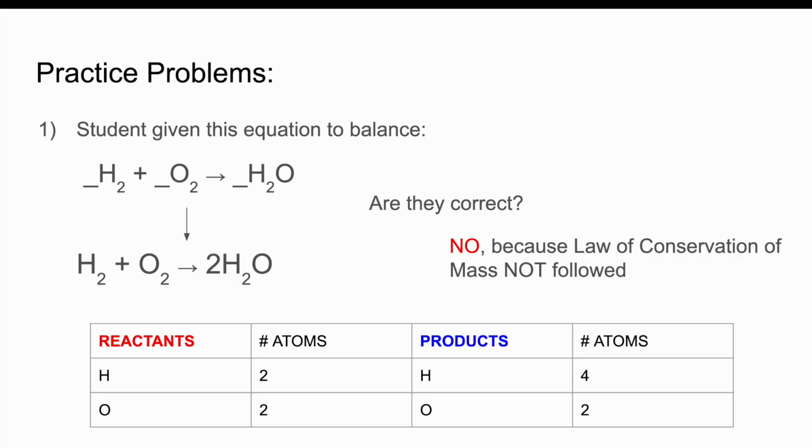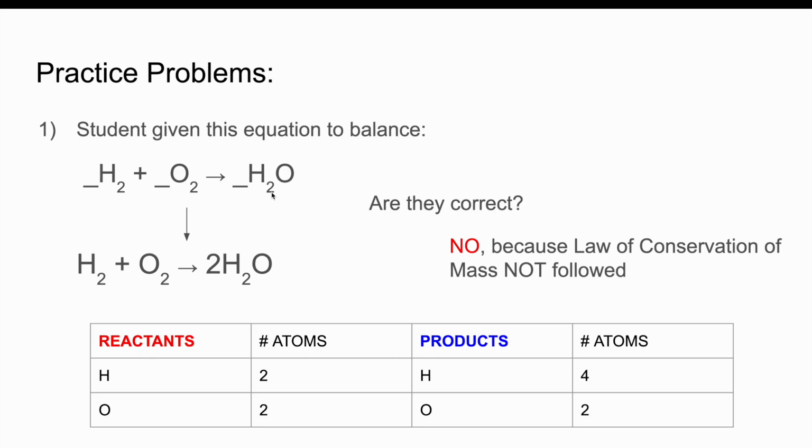But how do we know that? You can break it down into a chart, which is what we've been learning in class to do for these problems. And when you do that, you can see that the number of atoms for hydrogen specifically does not stay the same from the reactants to the products.